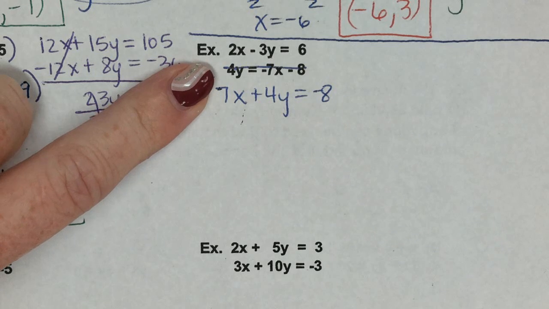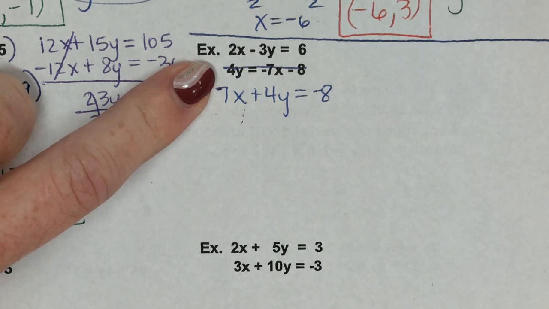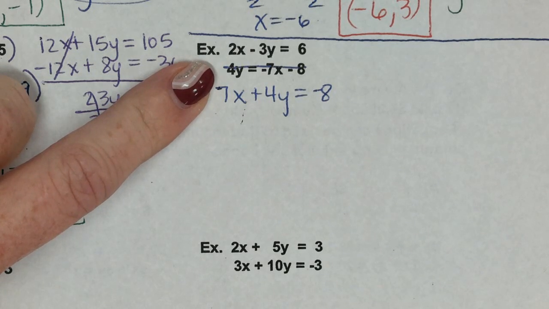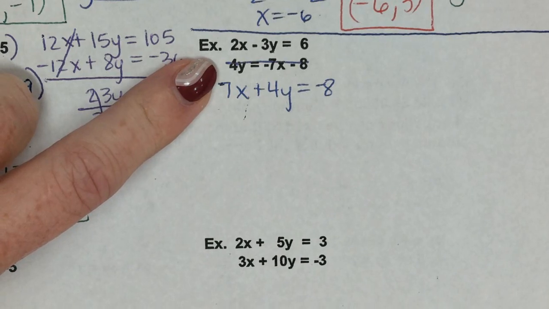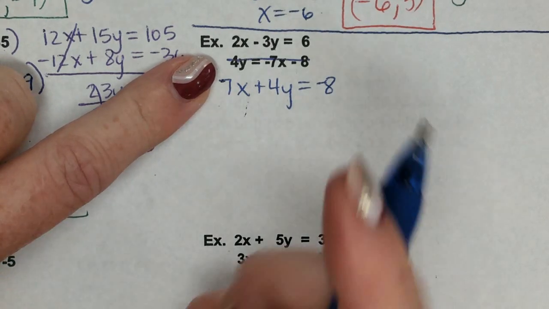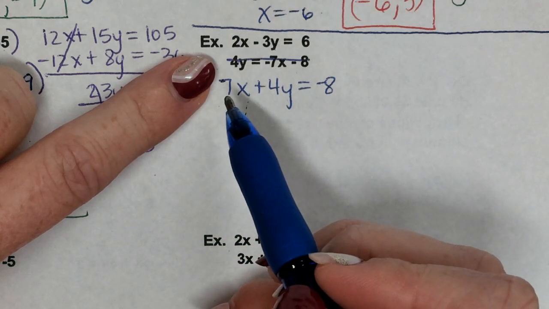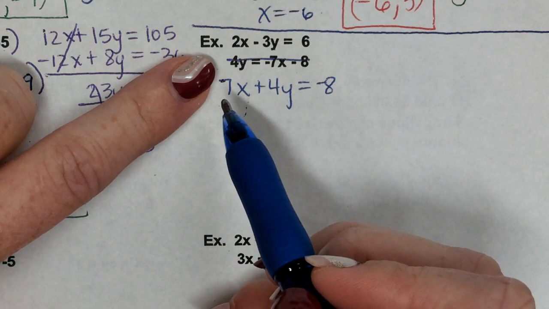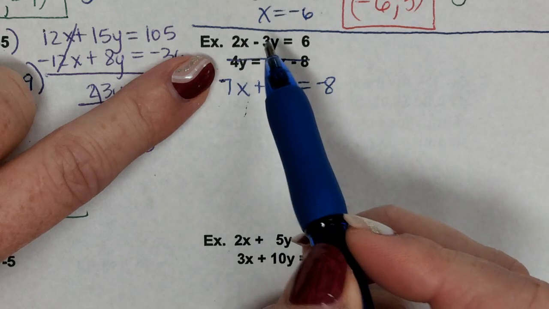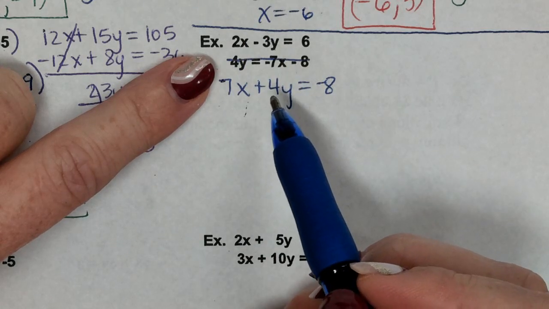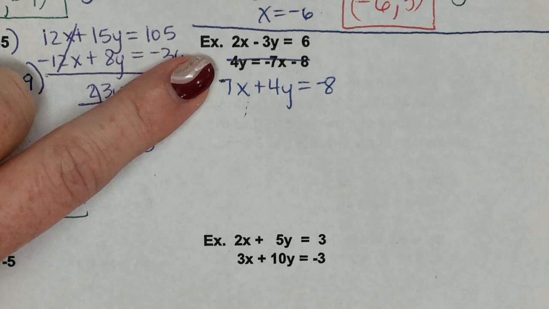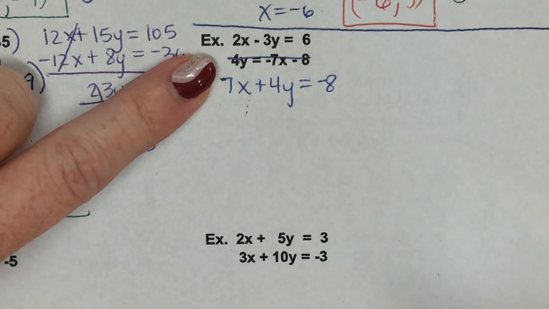And then we're going to have to decide, do we want to eliminate the x's or the y's? So you ask yourself, which one's easier for you? What's the least common multiple for 2 and 7? 14. So I'd have to turn those into 14s, where the 3 and the 4 I can turn it into 12. Doesn't matter which way you do it. So y'all pick and we'll all do it the same. What do y'all want to do? You want to do the y's?